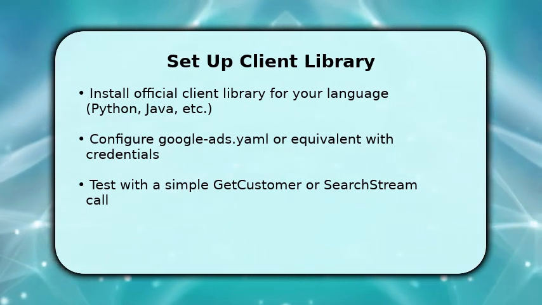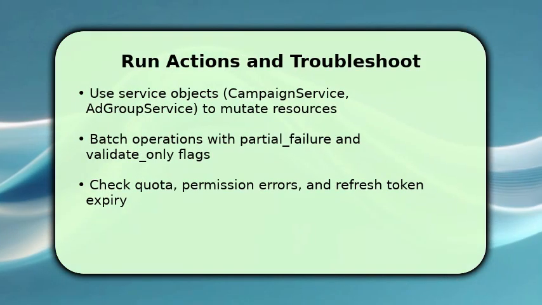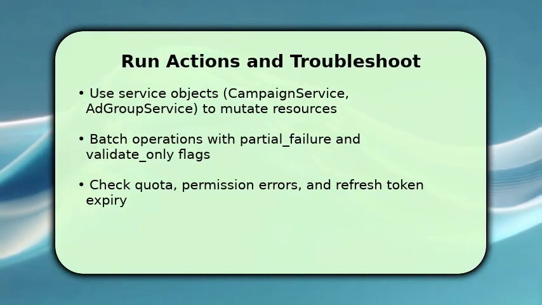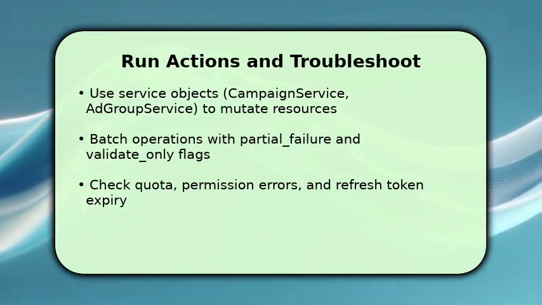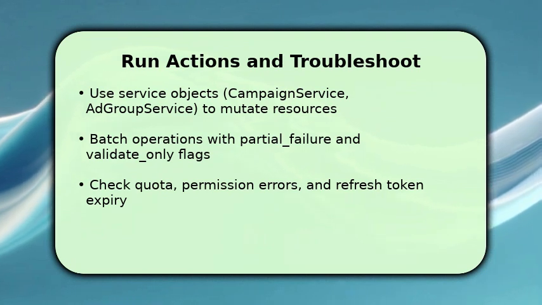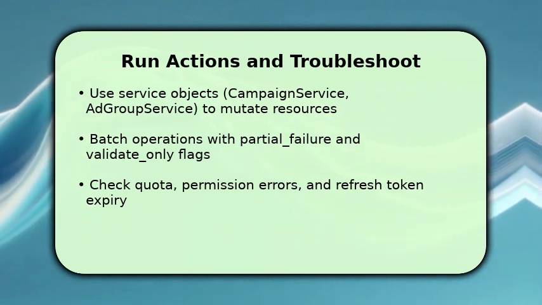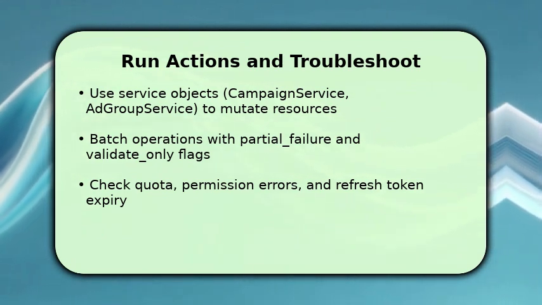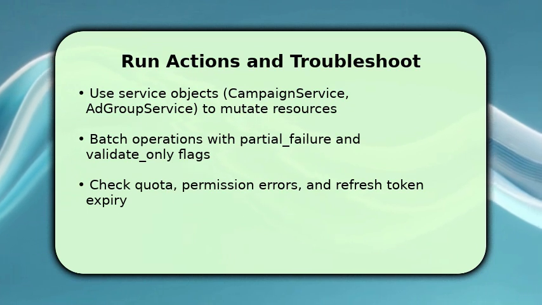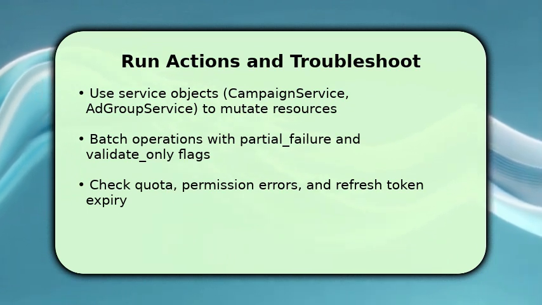To complete tasks, use the API's service objects, campaign service and ad group service. To create, update, or remove resources, use mutate operations for atomic changes. Once done, batch writes with partial failure and validate-only to preview and safely apply changes while catching issues.